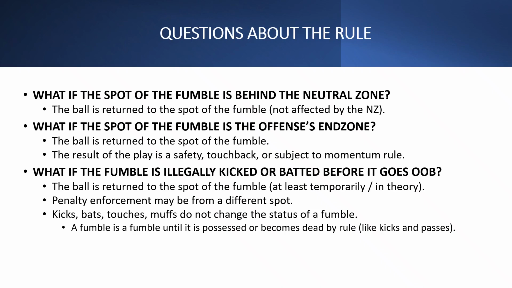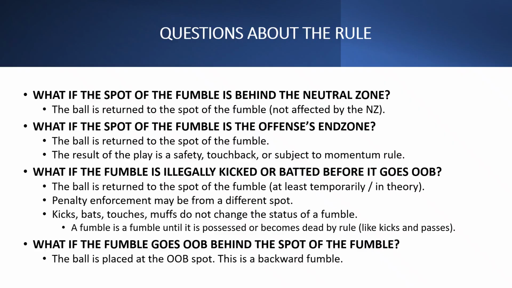A fumble is a fumble until it is possessed or becomes dead by rule, just like a kick and just like a pass. What if the fumble goes out of bounds behind the spot of the fumble? As we've said, that is a backward fumble out of bounds, so the forward fumble out of bounds rule does not apply. In that situation, the ball is placed at the out of bounds spot.